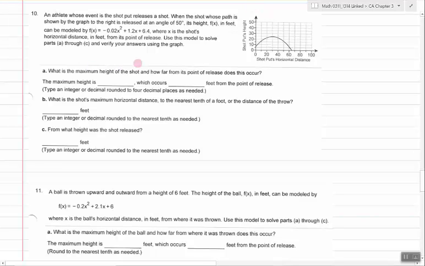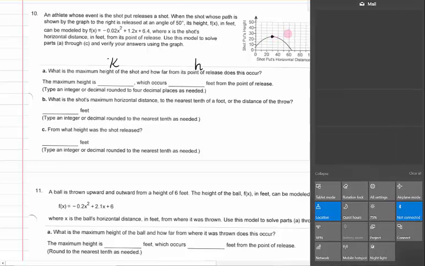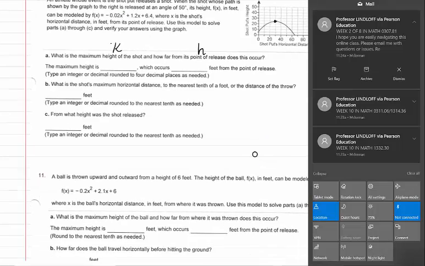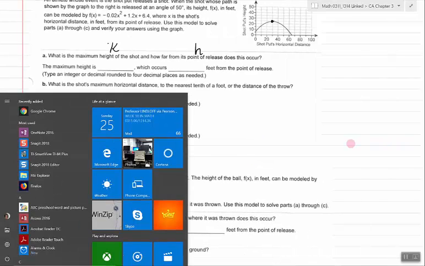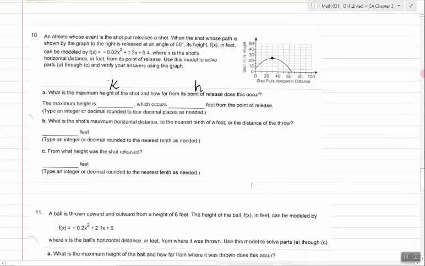What is the maximum height of the shot? All right, the max height. And how far from its release point does this occur? The max height will be k, and how far will be h. In other words, this point here is (h, k). The height is k, how far is h.